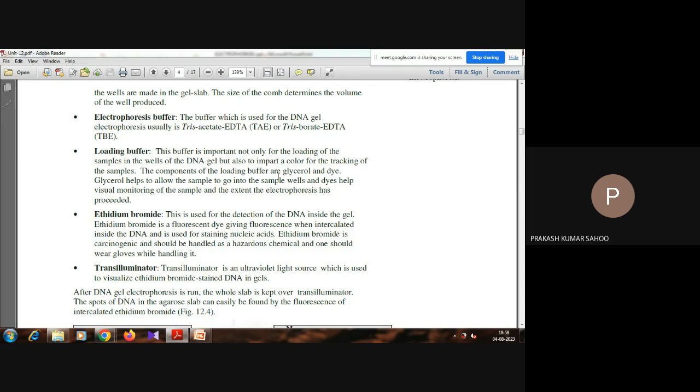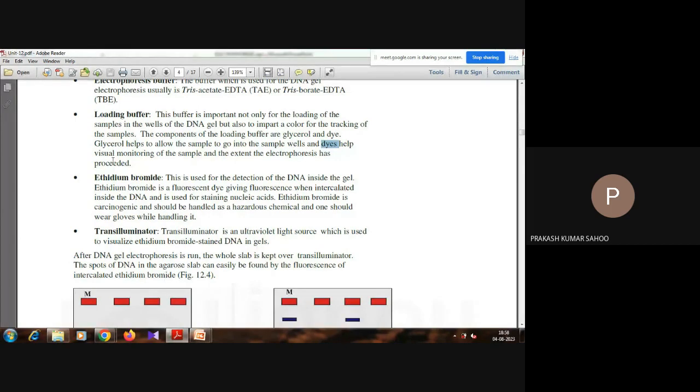The components of the loading buffer are glycerol and dye. Glycerol helps to allow the sample to go into the sample well, and dye helps in visual monitoring of the sample and the extent of the electrophoresis process. So two things are used, the glycerol as well as the dye. The dye is for coloring, and glycerol helps to allow the sample into the sample well.